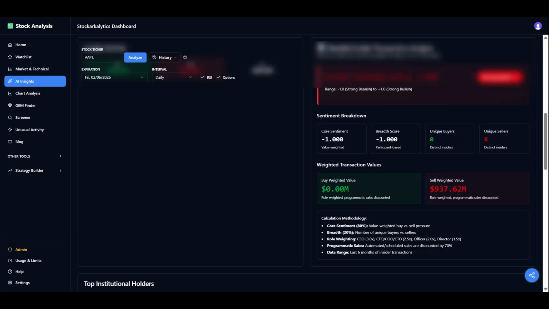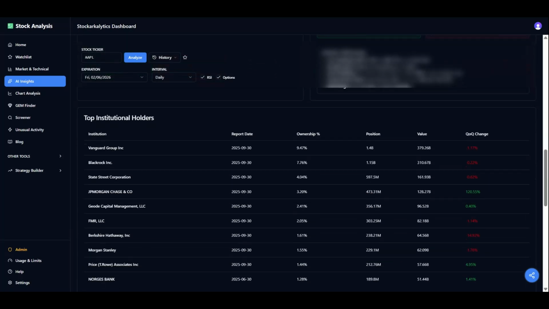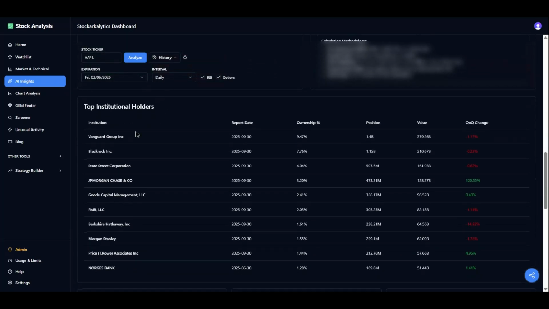Now that's insiders. Next we look at the big money side, institutional holders. This table shows the top institutional holders, firms like Vanguard, BlackRock, State Street, and others. For each institution, you can see the report date, ownership percentage, their position size, estimated value, and the quarter-over-quarter change, which tells you if they added or reduced their position recently.